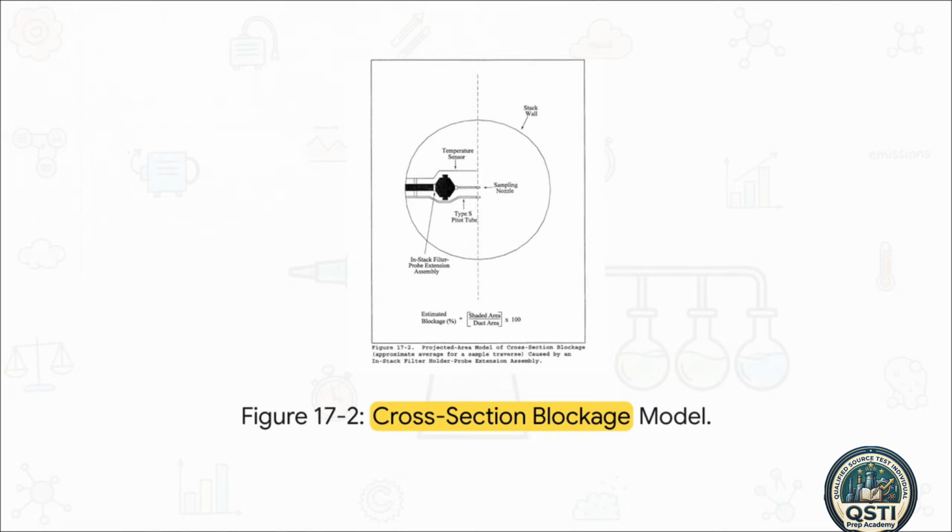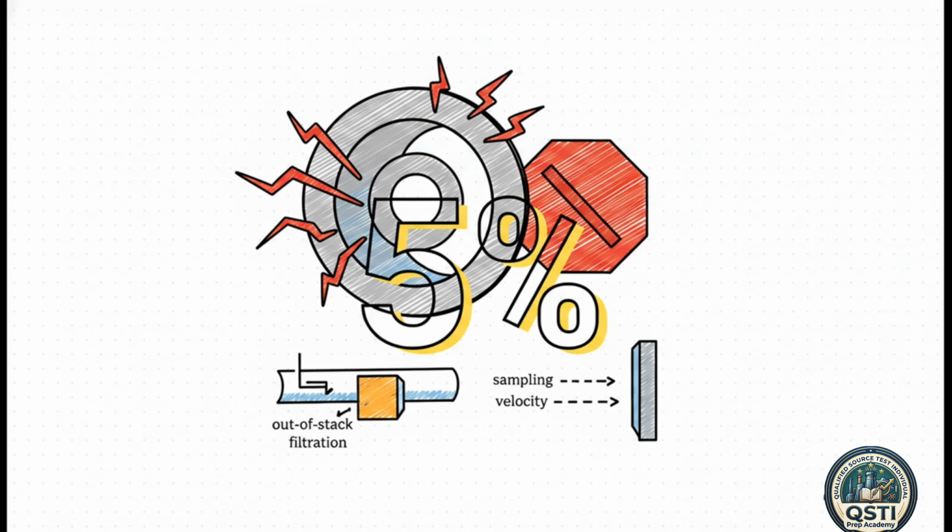And here is the magic number you absolutely cannot exceed, 5%. If your probe extension and filter assembly blocks more than 5% of the duct's total cross-sectional area, Method 17 becomes completely invalid. No exceptions. Why? Because that much blockage alters the flow dynamics so severely that your isokinetic sampling data becomes completely untrustworthy. If you hit that 5% limit, you have to abandon the method. You'd have to switch to an out-of-stack filtration method or physically separate your sampling and velocity measurement sites. It's an incredibly strict physical limitation.